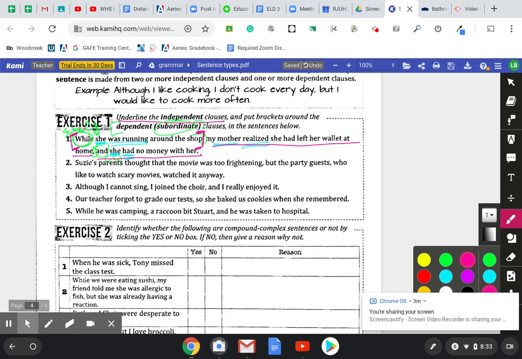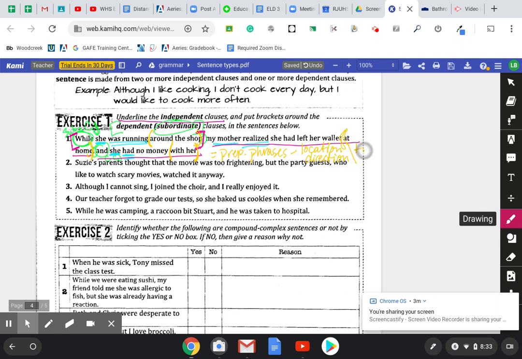You might also see that I have some language that I didn't do anything with: around the shop, at home, with her. Those are all prepositional phrases which give us either location or direction. They refer, honestly, to components in time and space, right? So let's look at the next one.